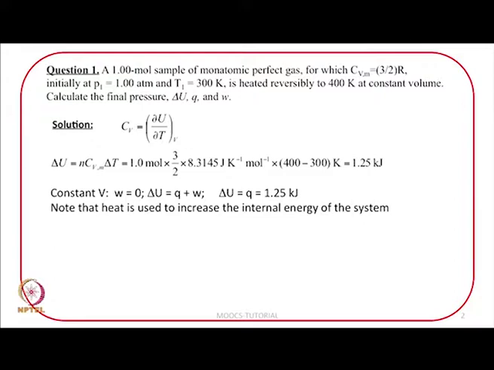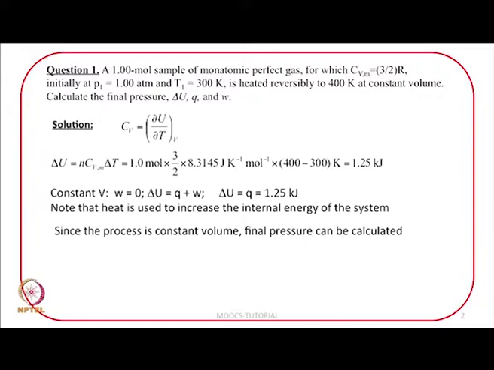Please note here that the heat is used to increase the internal energy of the system, since no work is done. Whatever heat is supplied, that is directly getting converted into change in internal energy, that is adding up to the internal energy of the system.